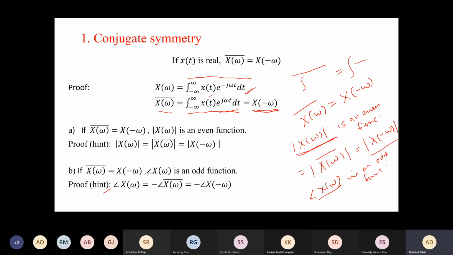So the moral of the story, the thing that I want you to learn and absorb for the rest of the course, is this. You should intuitively understand that this implies that mod of X(omega) will be an even function and the angle of X(omega), or phase of X(omega), whatever you want to call it, is an odd function.